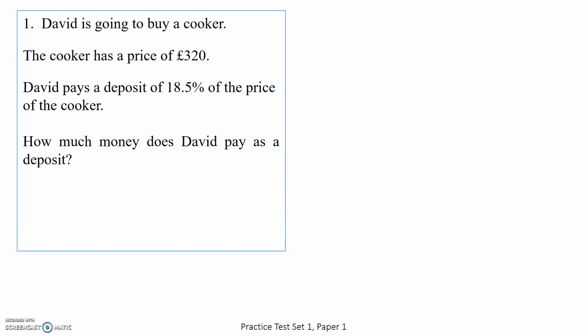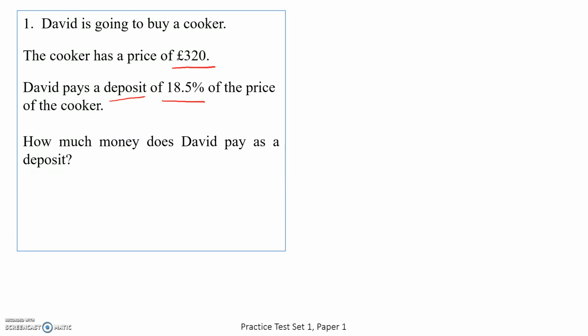GCSE question of the week, week 2, part 2. Okay, so let's go back to David with his lovely cooker. Imagine we're on the calculator paper and we get a similar question. Still costs £320. He's still got to pay a deposit, but this time the deposit's 18.5%. So that makes our method from last time look less attractive. There's a much better way of doing this question.